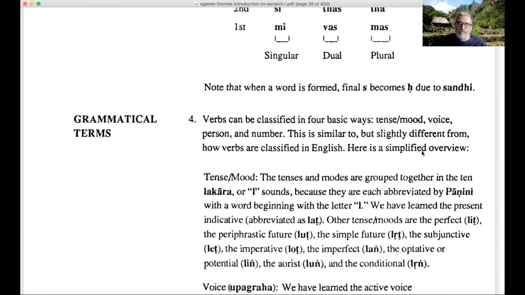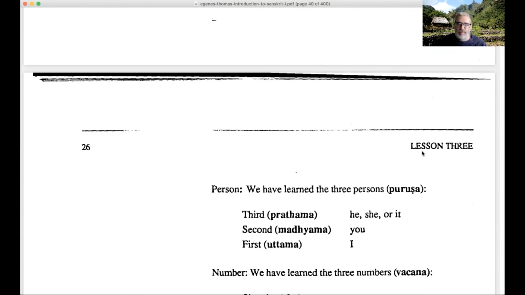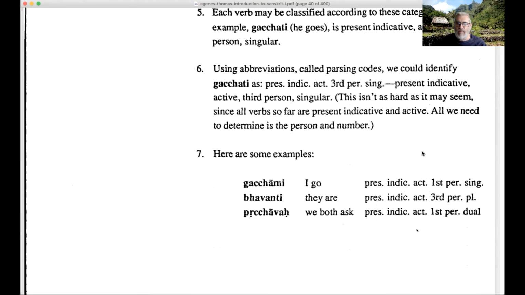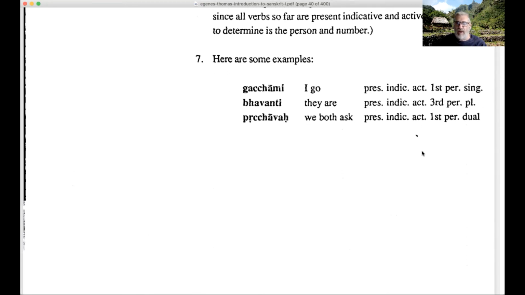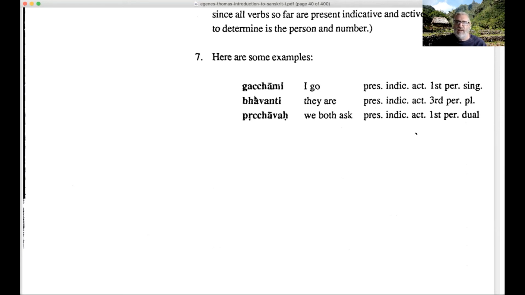Okay, so let's go on. Hope we all got that. All right, so that's how to parse. That's how we parse the verbs now, how we know. So here's some examples, right? He gives you examples. Gachami, I go, means I go. It's present indicative, active. They're all present indicative, active. So forget about that right now.